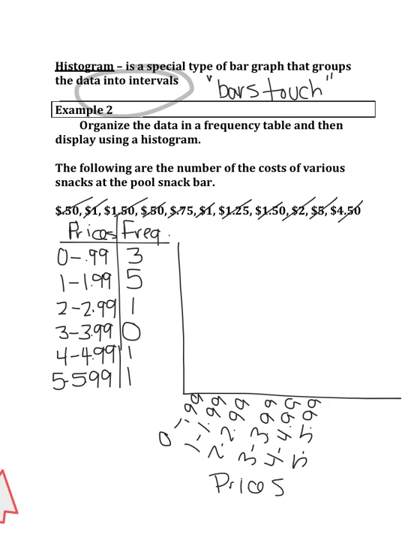And then up here we have the frequency, and we can see we go up to 5, so I'm going to leave enough space for that, but I'm going to go evenly by ones and space them as even as I can apart. Okay, and now the bars will touch because we want to show that there's no gap. The cost is either 99 cents or $1. There's nothing in the middle of those two. And so for 0 to 99 cents, we have to go up to 3.